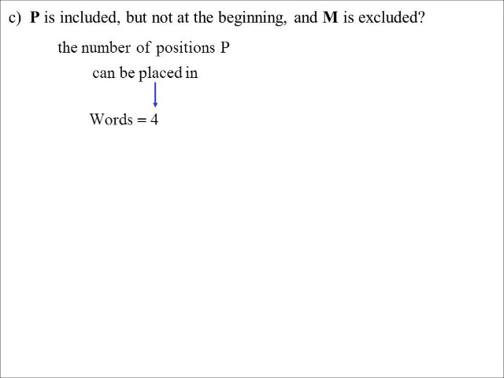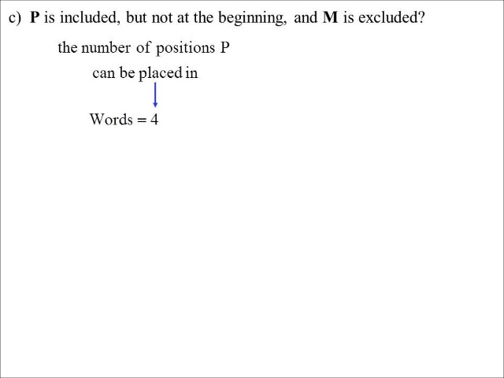Okay, let's get even more fun. Here we go. P is included, but not at the beginning this time. And M, we don't like M. Excluded. Not using that letter today. Okay, look after the conditions. P, I'm going to place first, but there's only 4 spots I can put it. Can't put it in the first spot, but it could be the 2nd letter, the 3rd, 4th, or 5th letter. So there's 4 ways I can place P.